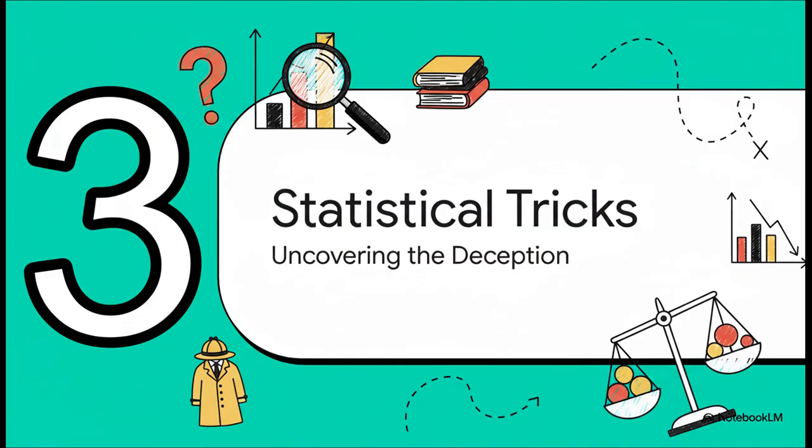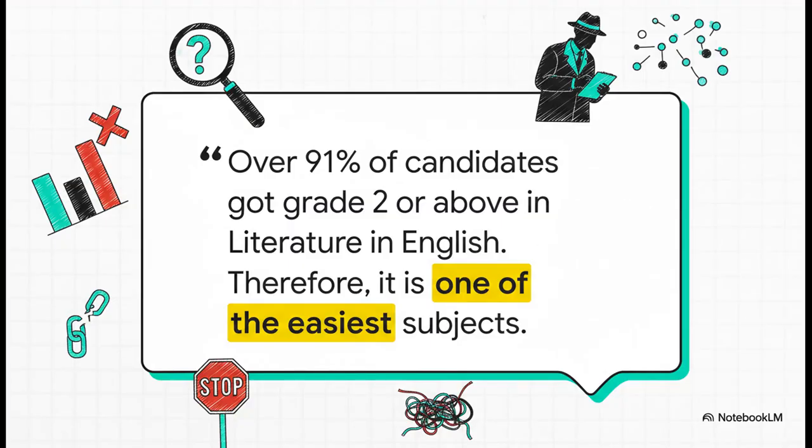Okay, so we've looked at the subjects and the methods. Now it's time for the really fun part, the final piece of our detective work. Let's uncover some of the most common tricks people use to twist the truth with numbers. Check out this classic example. It says over 91% of candidates passed literature and English, so therefore it must be an easy subject. Sounds pretty logical at first glance, doesn't it?